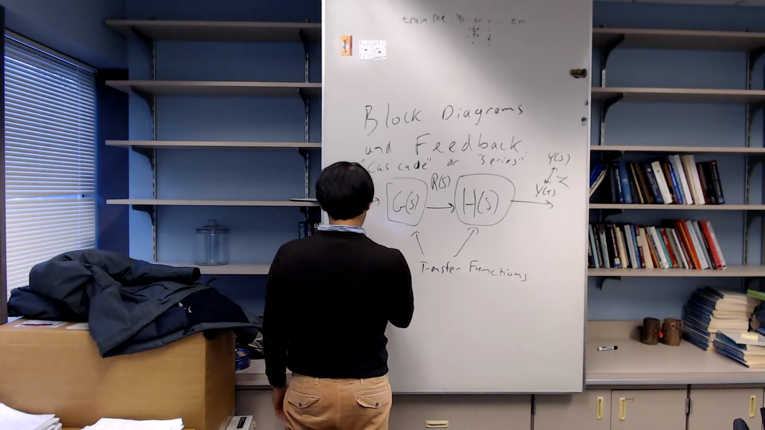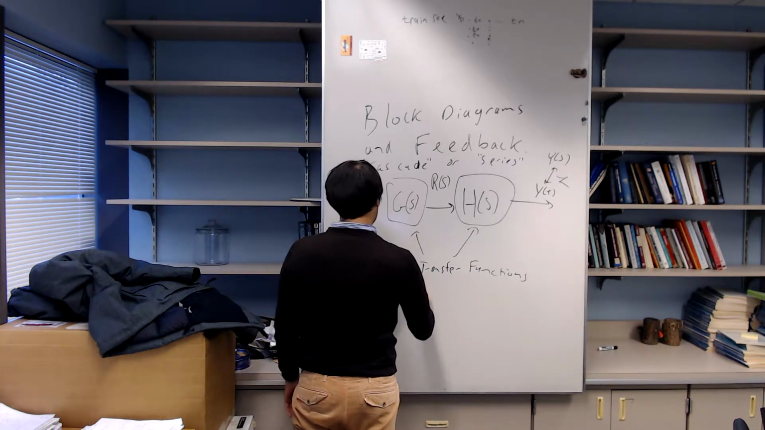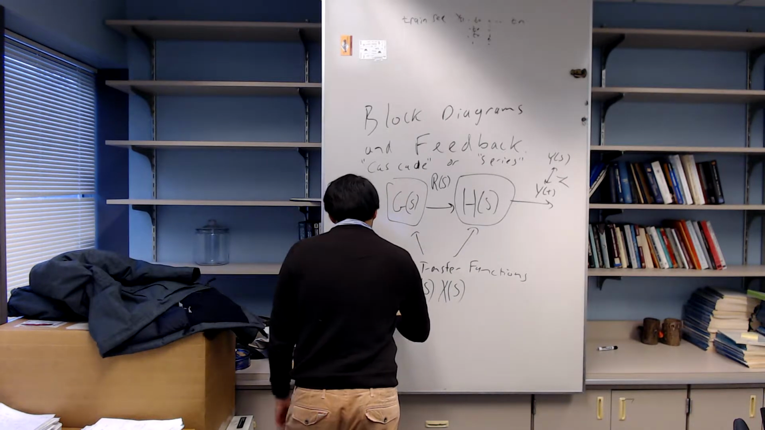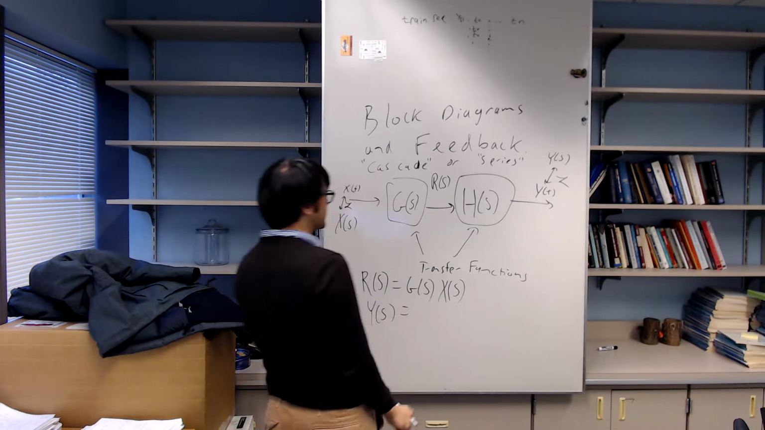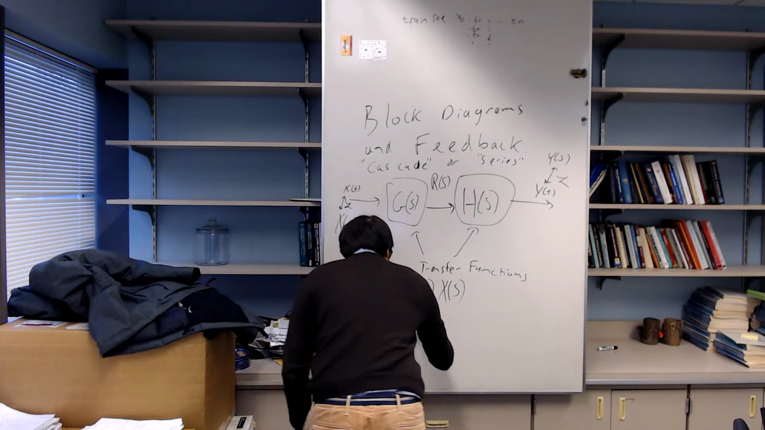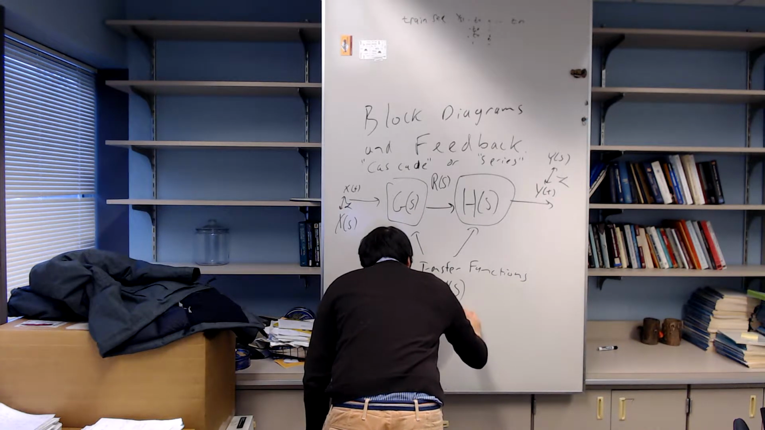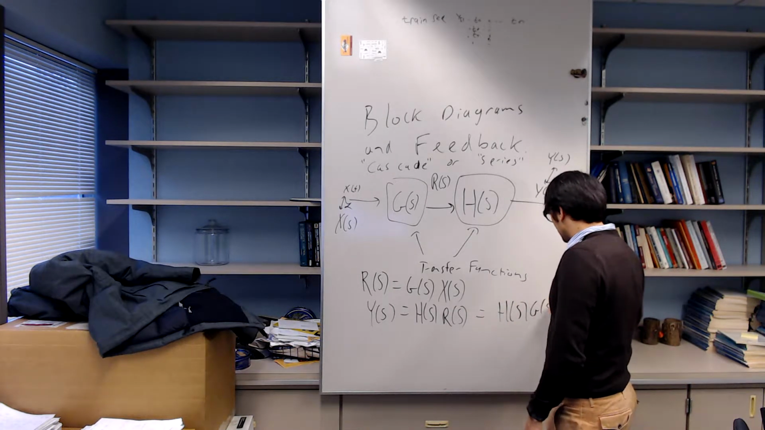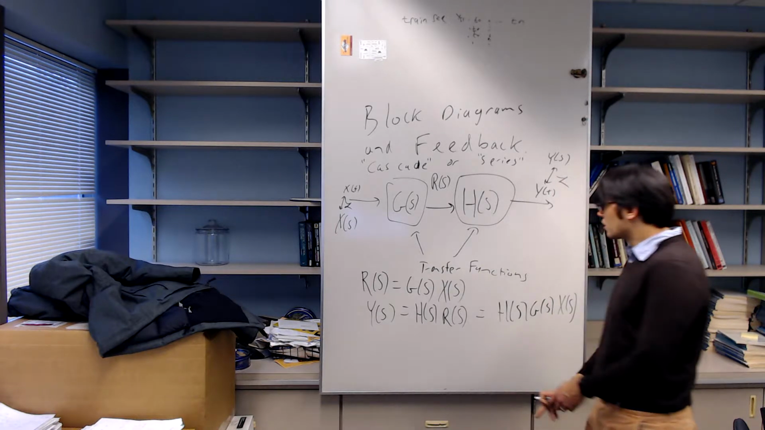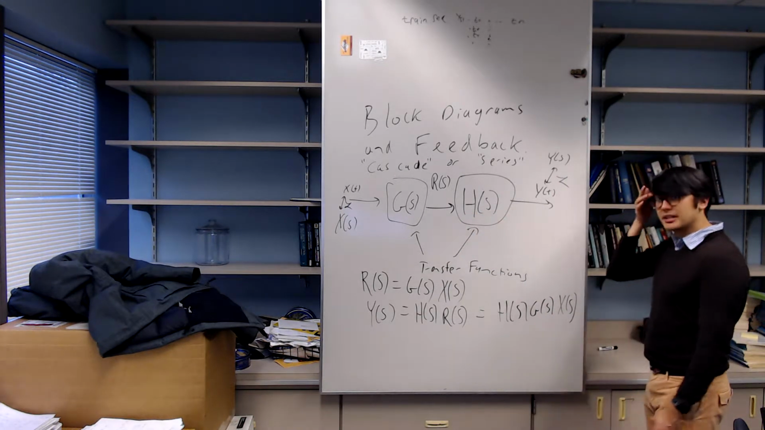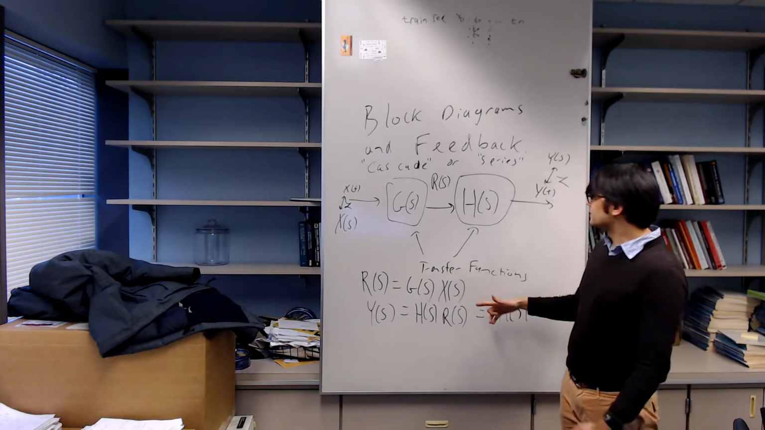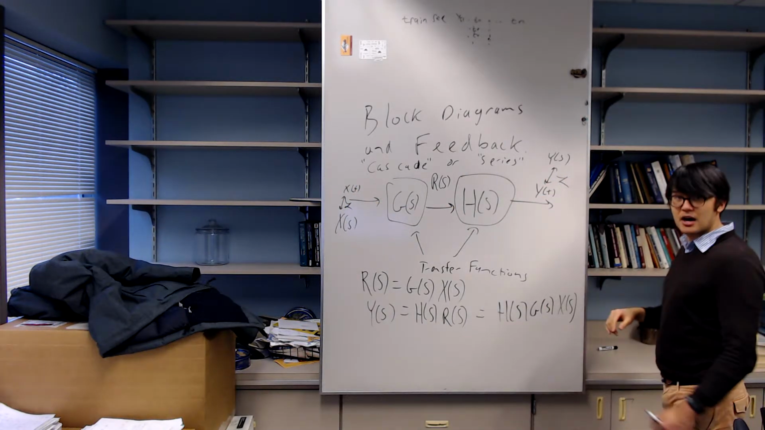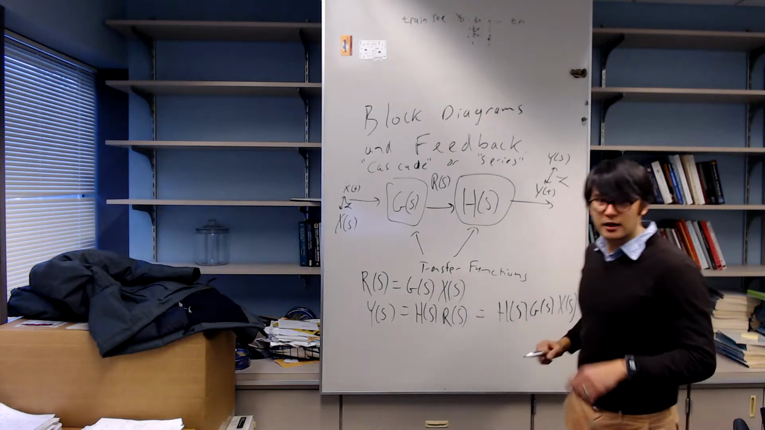R of S is equal to G of S times X of S, and then Y of S is equal to H of S times R of S, which is, of course, equal to H of S, G of S, X of S. So cool. So that's how we can analyze a simple series. Or not really analyze, but effectively say what is the overall transfer function taking us from this input all the way to this output. All right, that's the simplest one.